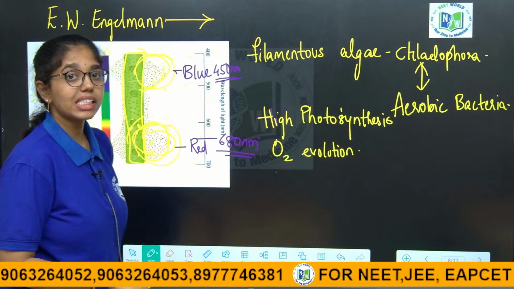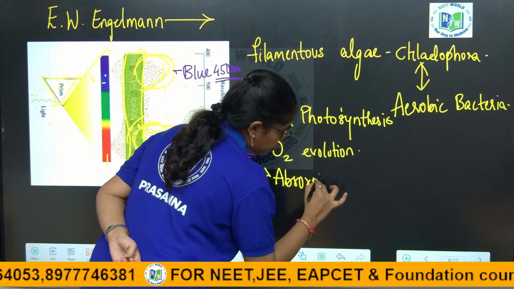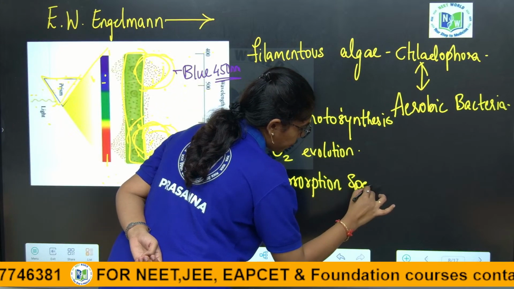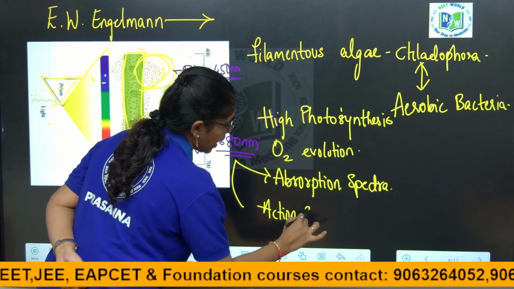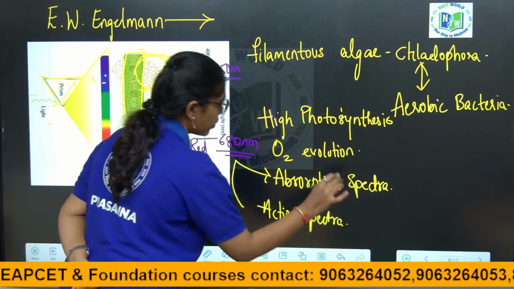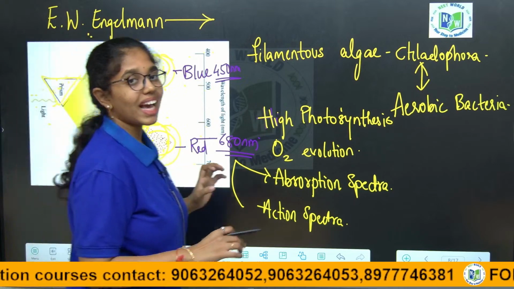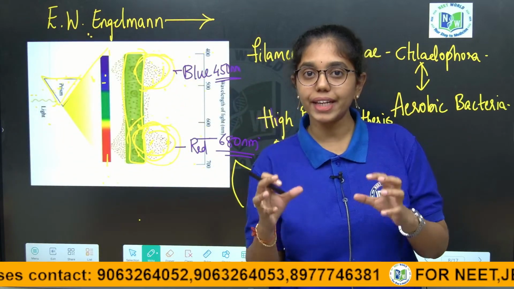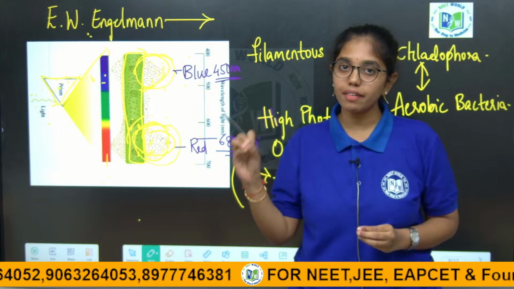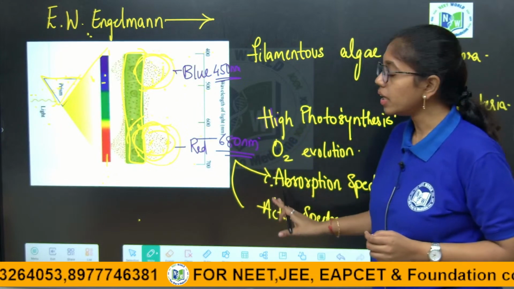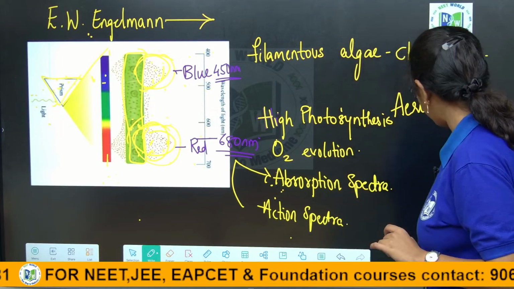Okay, this has led to the discovery of both absorption spectra and action spectra. Both action and absorption spectra were given by T.W. Engelmann. Engelmann proved under which wavelength of light maximum photosynthesis can happen and maximum oxygen evolution is seen, and he gave out both action spectra and absorption spectra. You have to remember it.